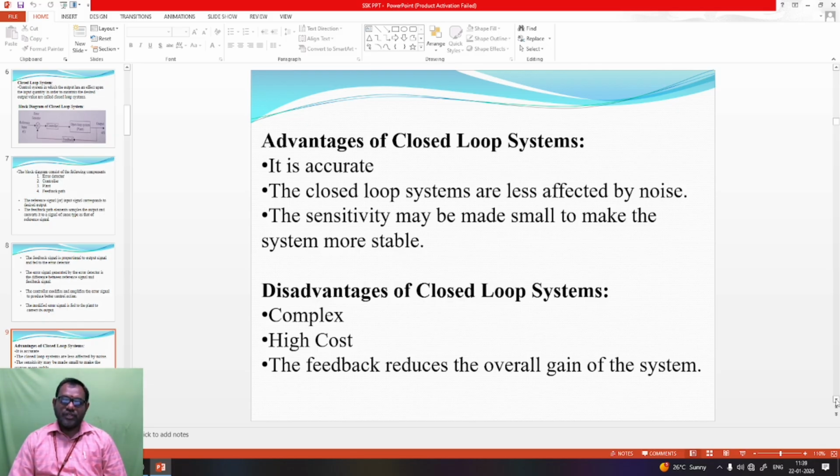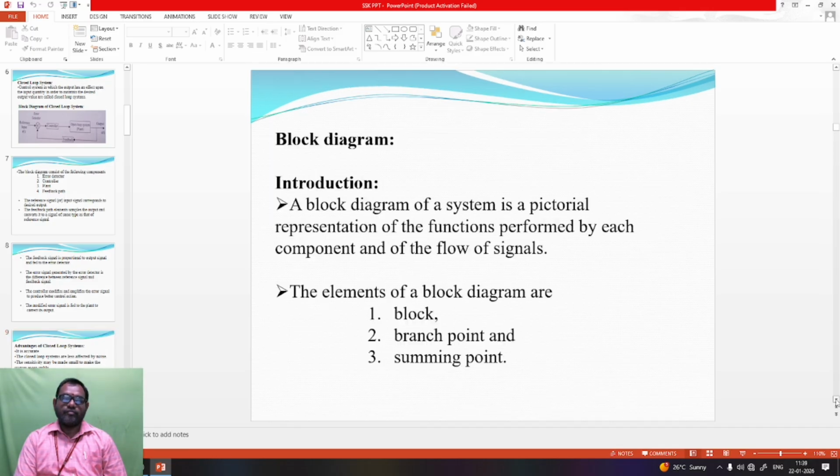The feedback reduces the overall gain of the system. So it is possible that feedback reduces the overall gain of the system. The gain of the control system will be reduced by using the feedback system.